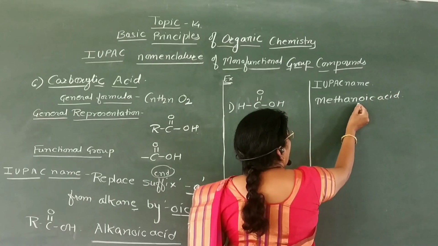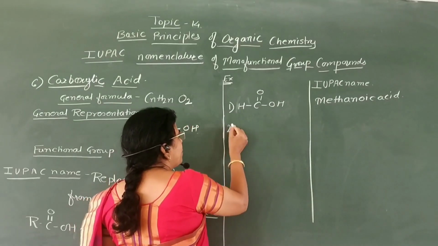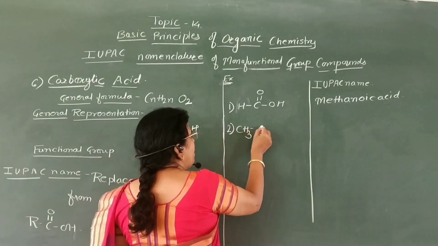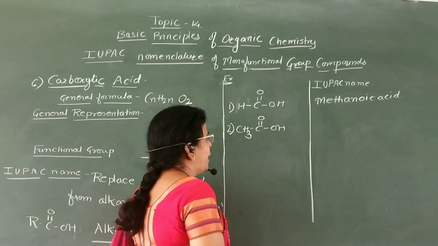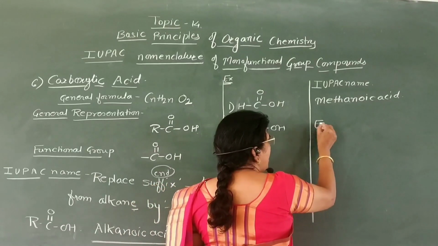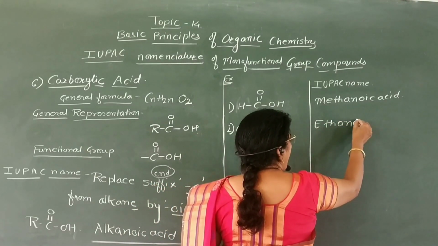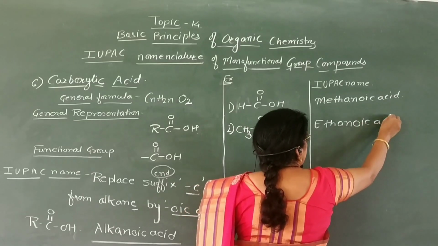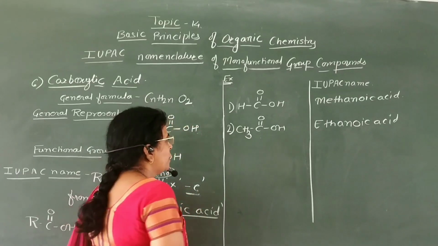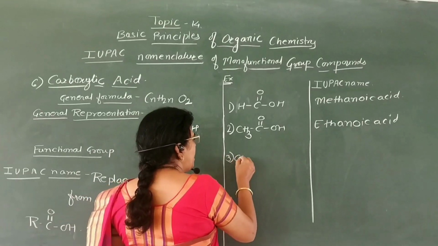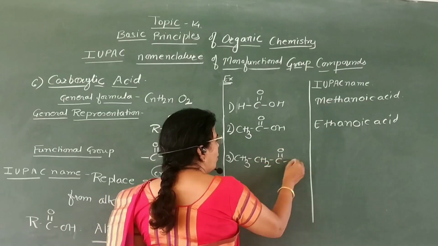That is, E from methane is replaced by OIC acid. Then second, CH3COOH. Now here there are two carbon atoms, therefore parent alkane becomes ethane, and replace E from ethane by OIC acid. It becomes ethanoic acid.